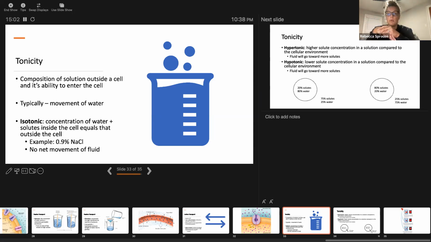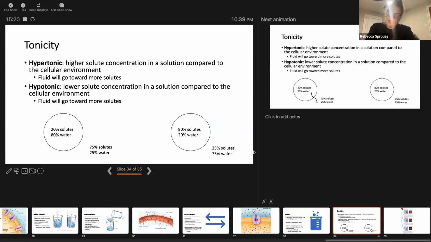An example would be 0.9% sodium chloride. This is like if you go to the hospital and you need IV fluids to rehydrate you, that is what they're giving you. They're giving you an isotonic solution so as not to disturb your blood cells.